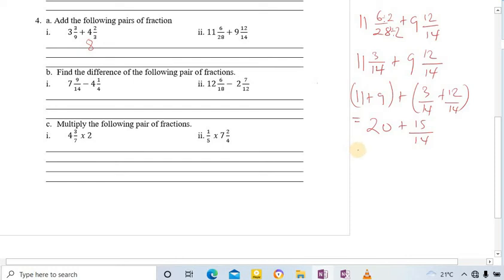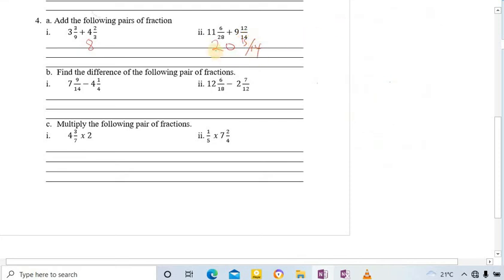So your final answer is going to be 20 whole number, 15 out of 14. So simple. So we have it here, 20 whole number, 15 out of 14. Now the next question is to find a difference. The first thing, the difference means the answer to a subtraction problem. So we have 7 whole number, 9 over 14 minus 4 whole number, 1 over 4.